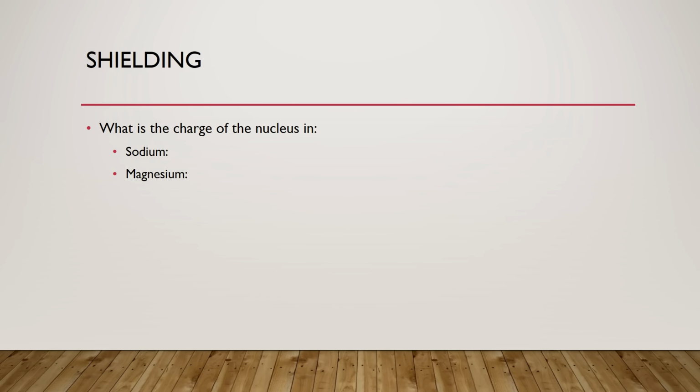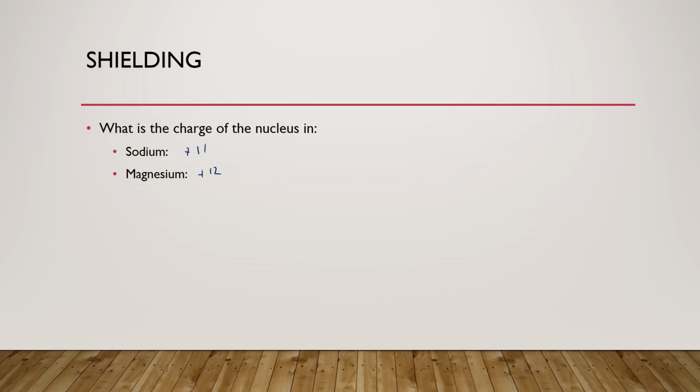Now, the next topic brought up on your Chem Quest was this idea of shielding. Okay, so looking at sodium, right? The nucleus of sodium has 11 protons, so the charge of the nucleus would be plus 11. Magnesium has 12 protons, so its charge would be plus 12. Okay, now what we have to do for this idea of shielding is we have to then consider how much of that charge works its way to the outer electrons.